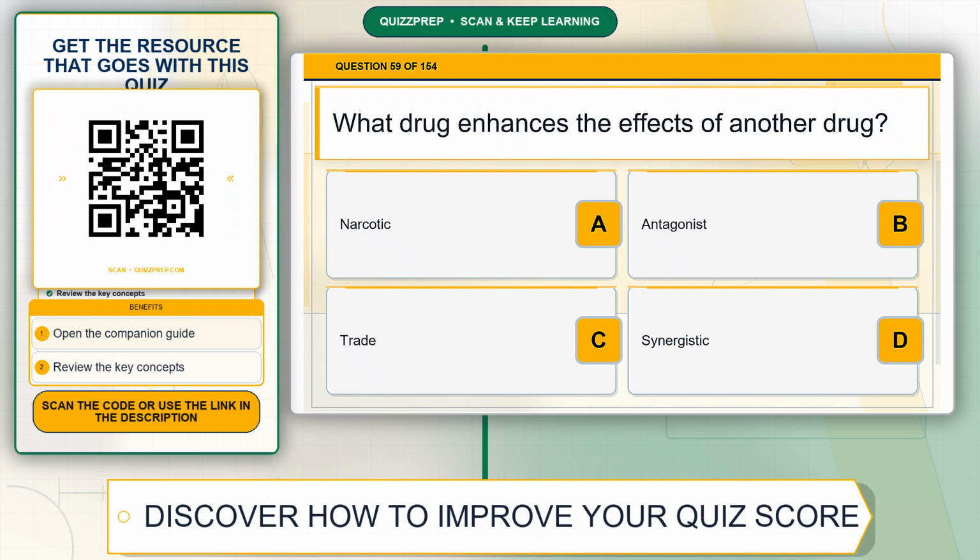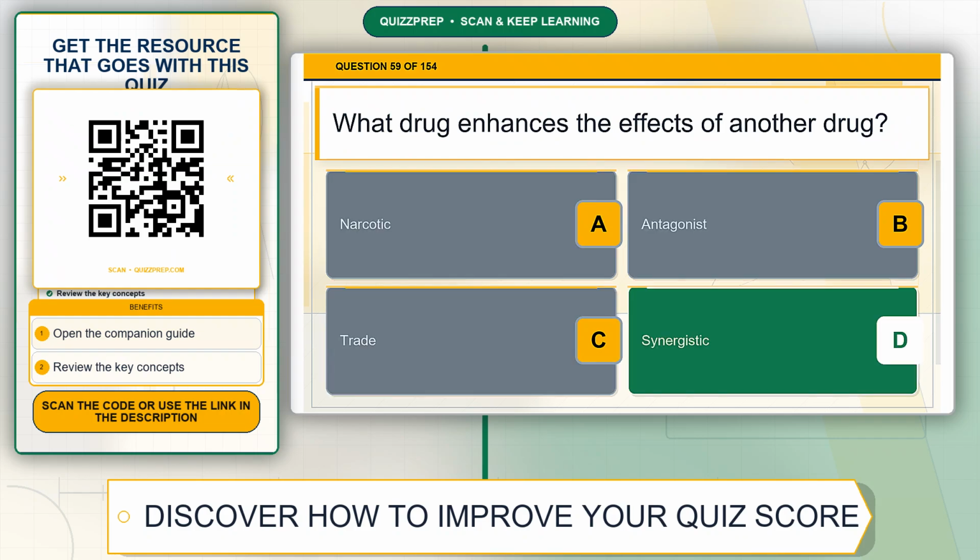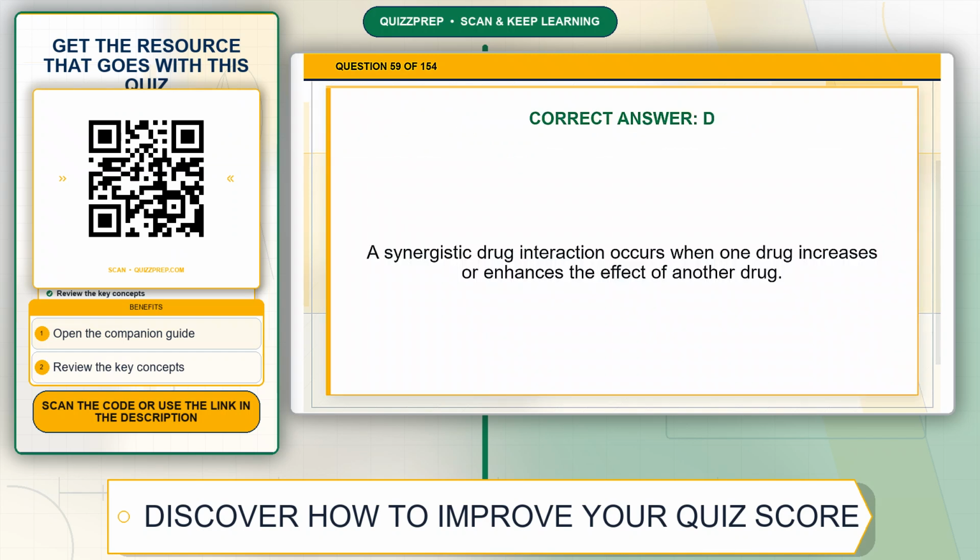Question 59. What drug enhances the effects of another drug? Option A, narcotic. Option B, antagonist. Option C, trade. Option D, synergistic. The correct answer is option D, synergistic. Explanation. A synergistic drug interaction occurs when one drug increases or enhances the effect of another drug.